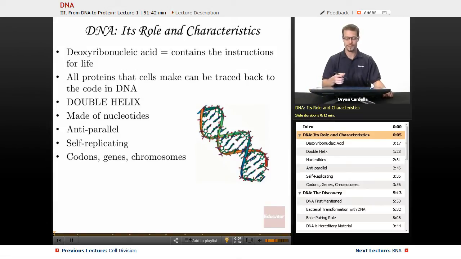DNA, its role and characteristics. What is this stuff? What does it do? Most people know basically what DNA is, but we're going to get into a lot of the detail about how it actually functions in cells.